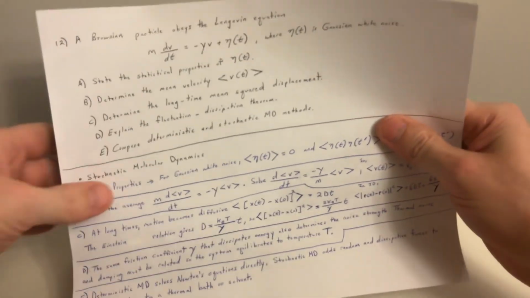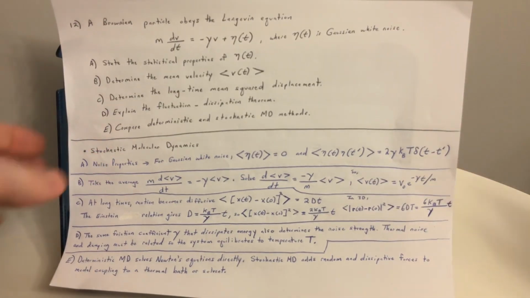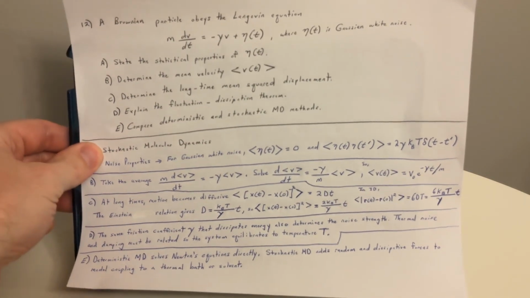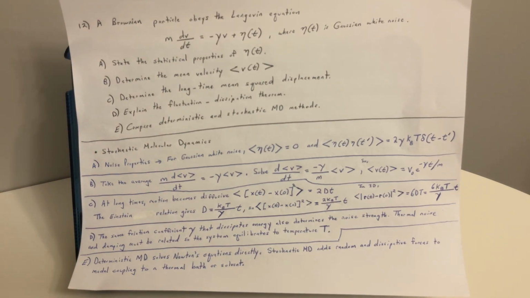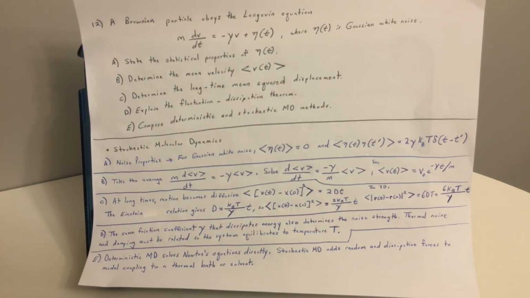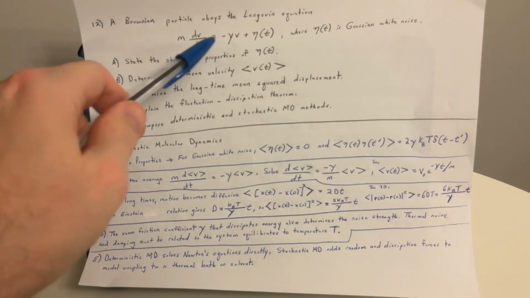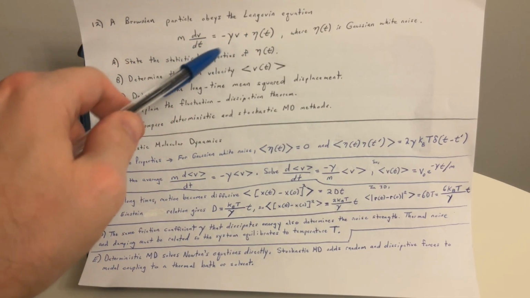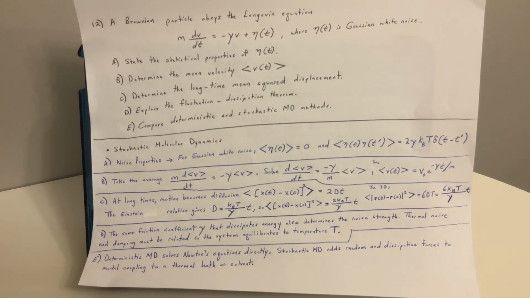Number 12. Let's see, number 12. Is this in focus? I'll read it here. We have a Brownian particle that obeys the Langevin equation: m dv/dt equals negative gamma v plus eta(t), where eta(t) is Gaussian white noise.